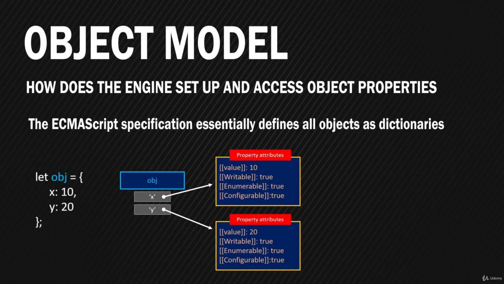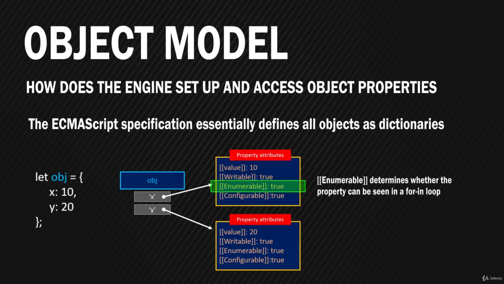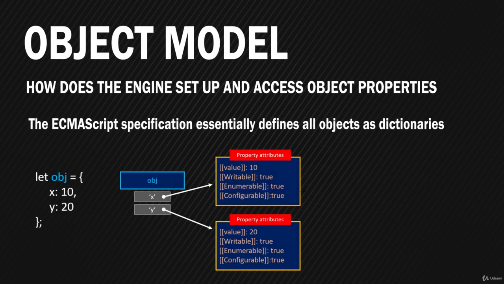There are three other attributes attached to this: writable, enumerable, and configurable. What do they mean? Well, just very briefly, writable determines whether the property can be reassigned. Enumerable determines whether the property can be seen in a for-in loop. And as you can see, for our x variable, this enumerable attribute is set to true. This is because every new property is enumerable by default. There's an exception to this, but we'll discuss that later. For now, just know that enumerable is set to true by default. And the last one is configurable, and that determines whether the property can be deleted.